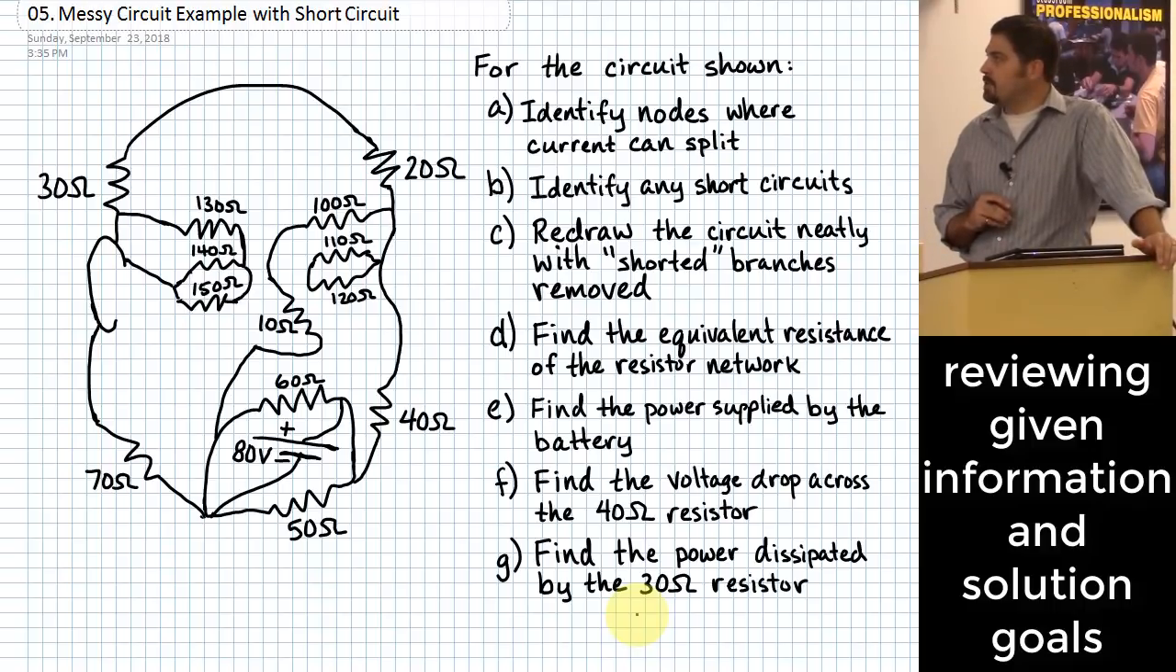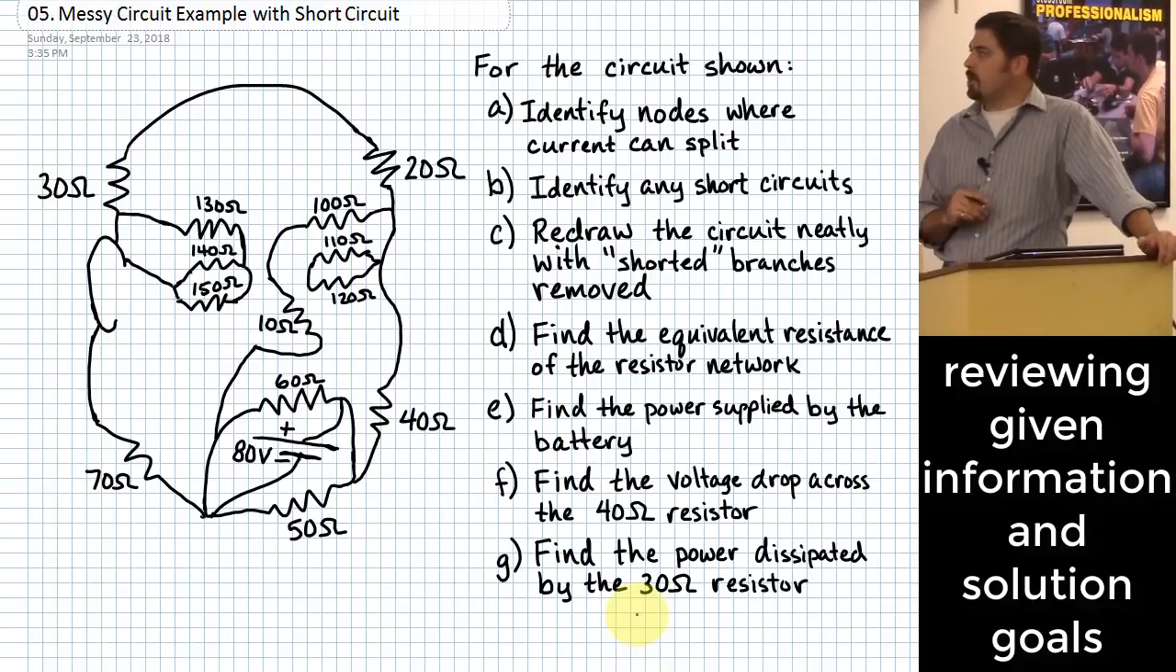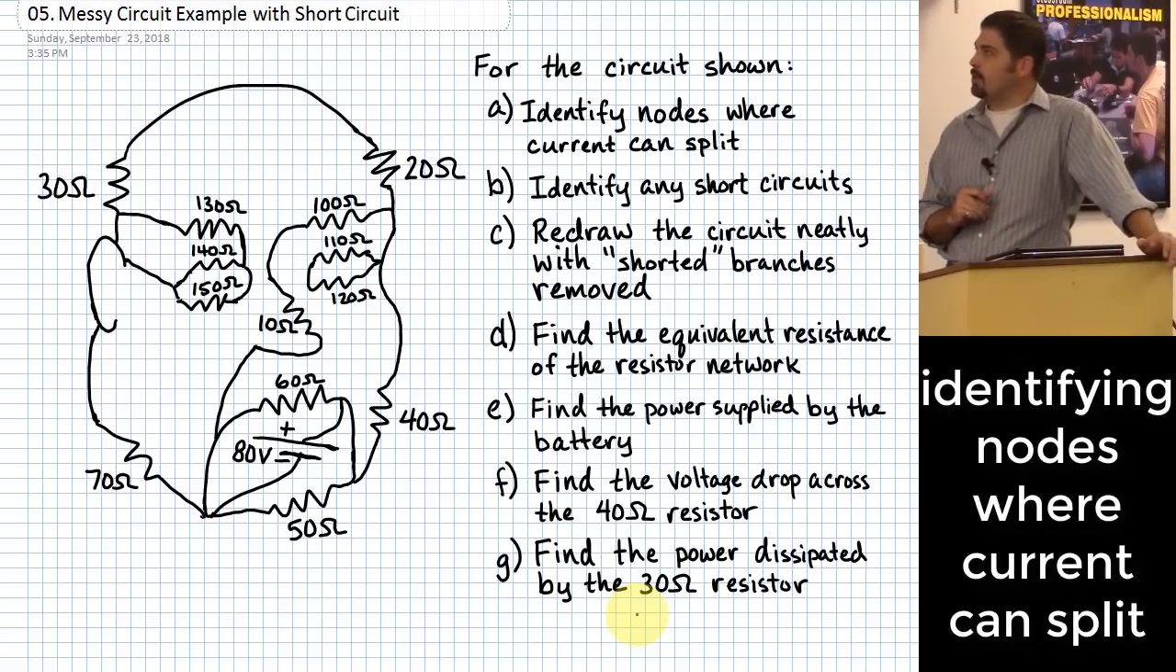Next, we are going to find the equivalent resistance of this resistor network. We'll find the power supplied by the battery. We'll find the voltage drop across the 40 ohm resistor, and we'll find the power dissipated by the 30 ohm resistor. This gets right into the nitty-gritty of this circuit, and we'll try to get all of these pieces of information found. Okay, starting with part A, we're going to identify nodes where current can split.